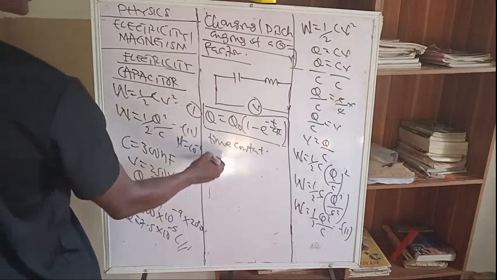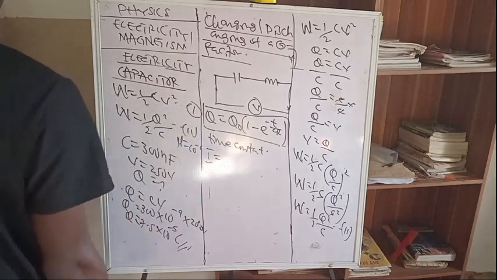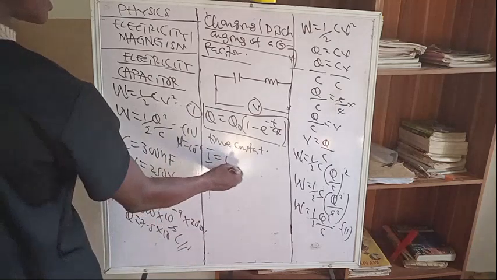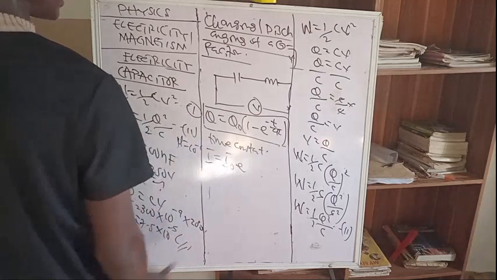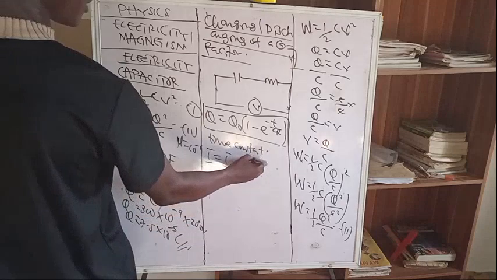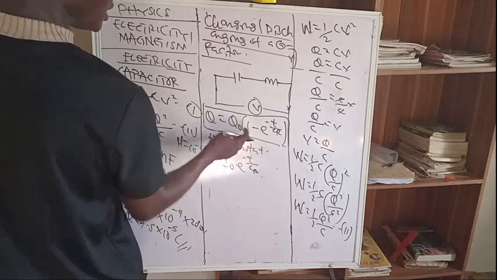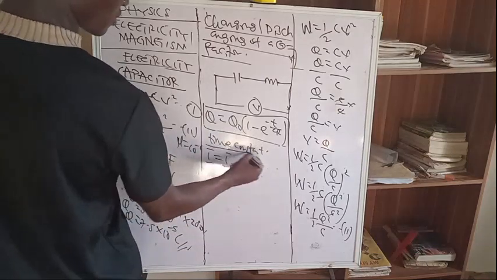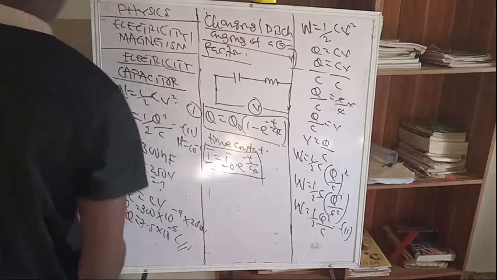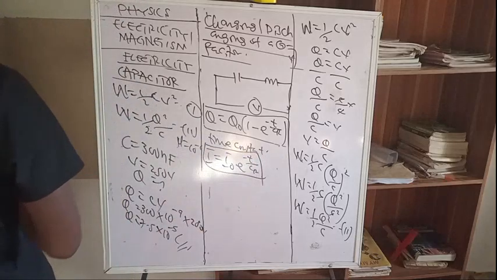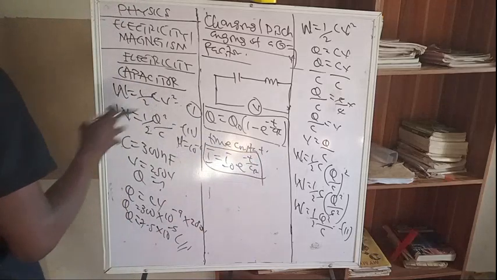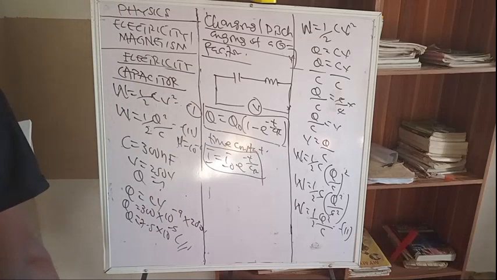Then the current in the charging of a capacitor, note these things, is given as I = I naught e raised to power minus t over CR. This is the current in the charging of a capacitor. So that is what we have on the board, and you can use those two formulas if you are charging a capacitor.